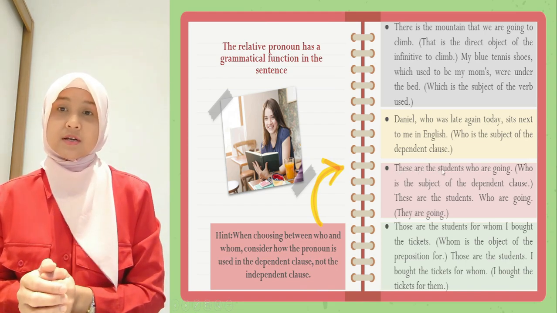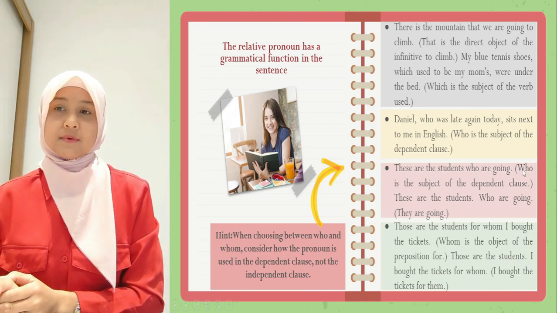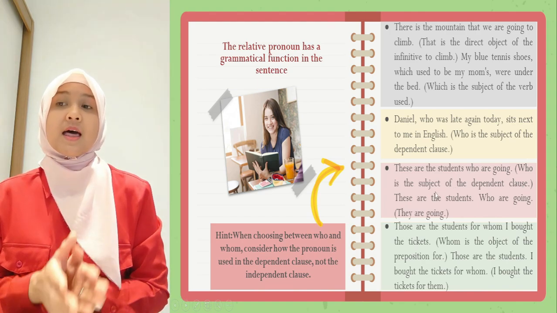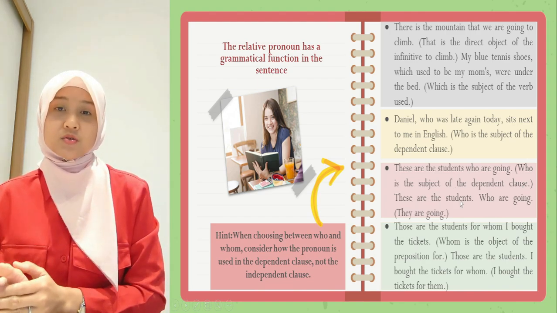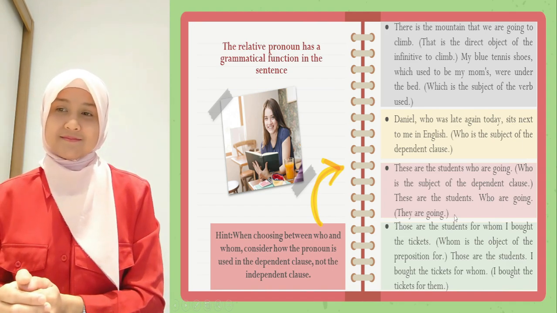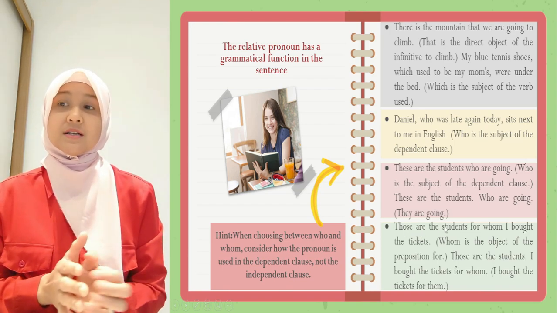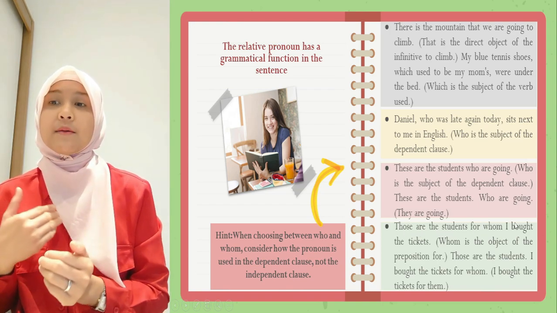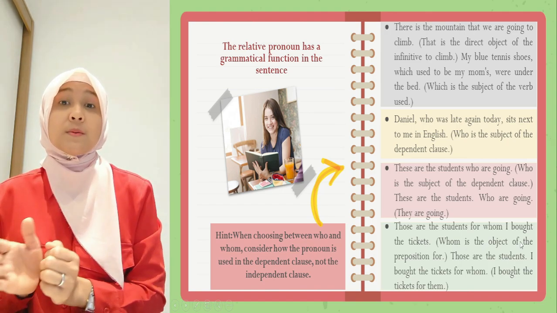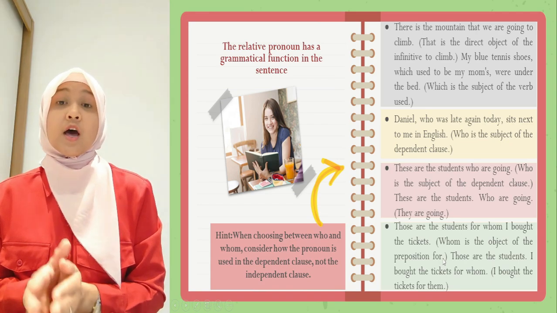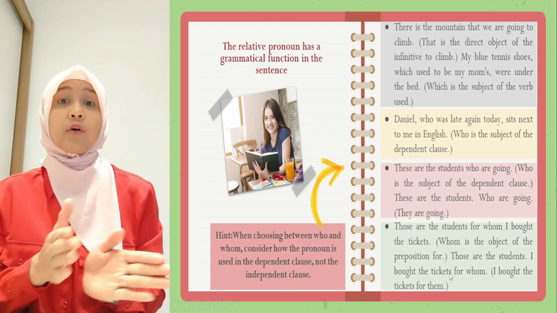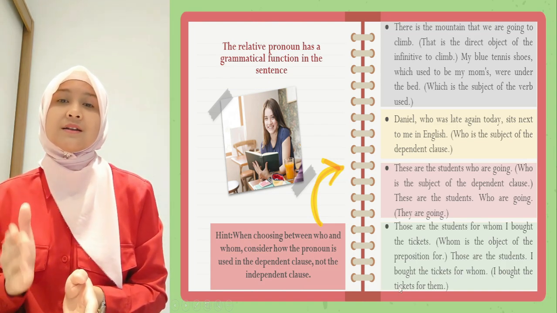There are the students who are going. Who is the subject of the dependent clause. These are the students who are going. They are going. Those are the students for whom I bought the tickets. Whom is the object of the preposition for. Those are the students. I bought the ticket for whom? I bought the ticket for them.